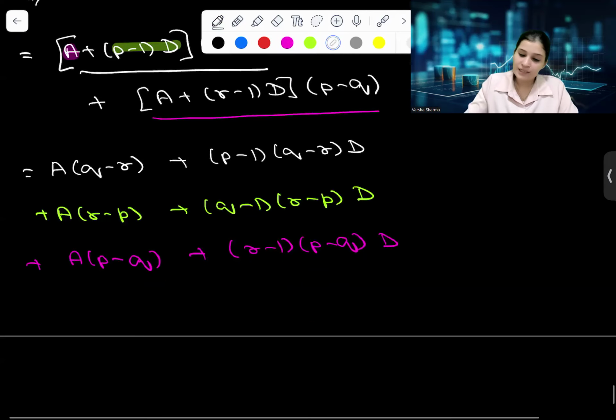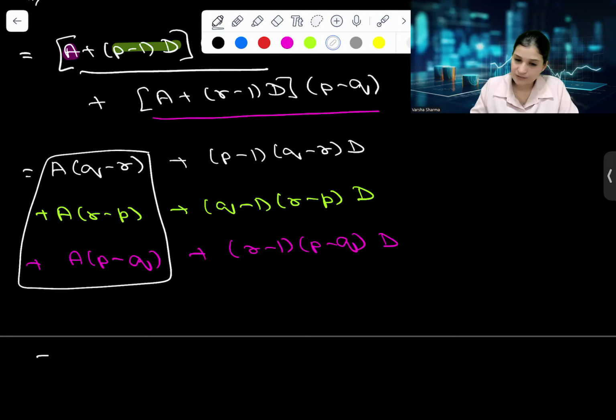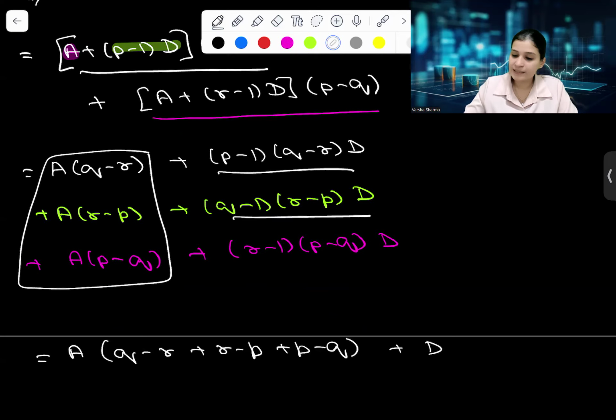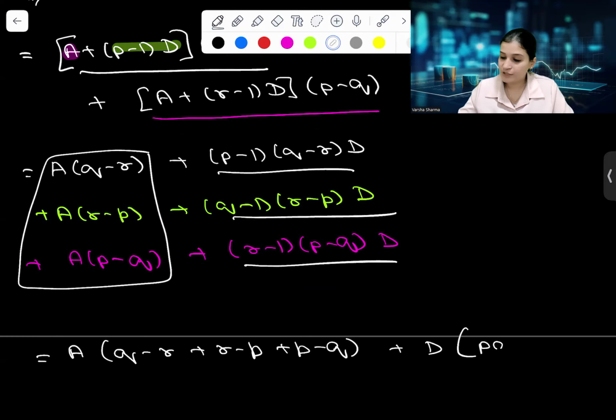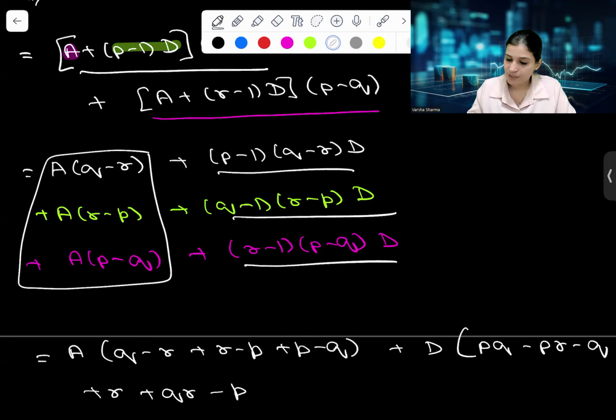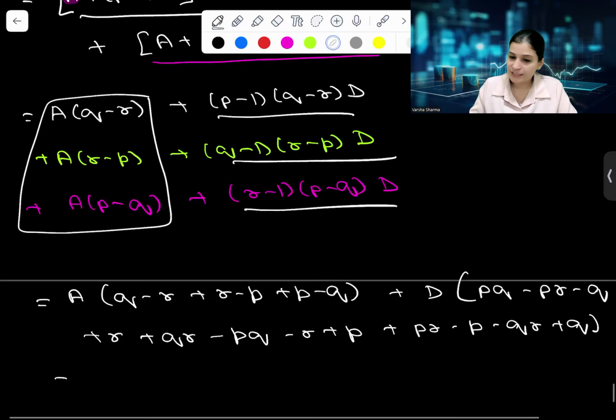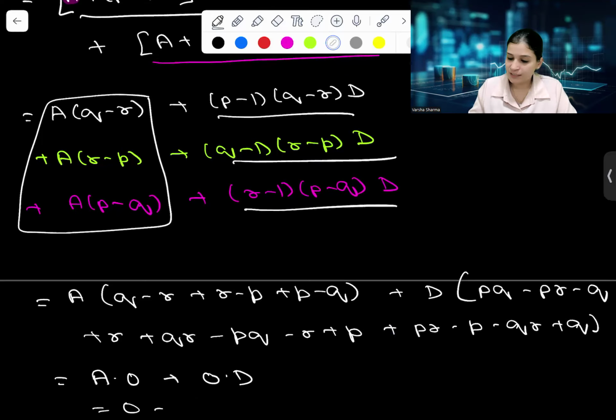Now, in these three terms, take A common: Q minus R plus R minus P plus P minus Q. And in the other three, take D common: P into Q minus R, minus Q plus R; Q into R minus P, minus R plus P; R into P minus Q, minus P plus Q. Everything gets cancelled. A into 0 plus D into 0. That is 0. That is RHS. Yes?